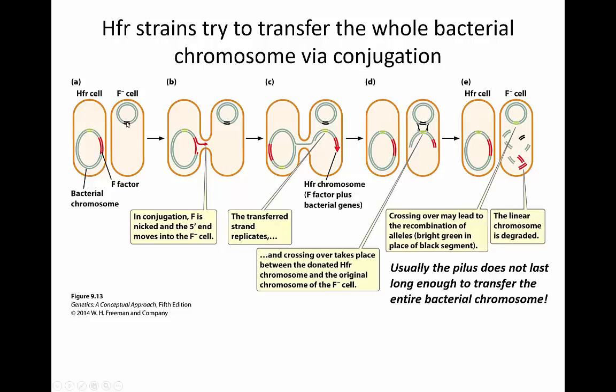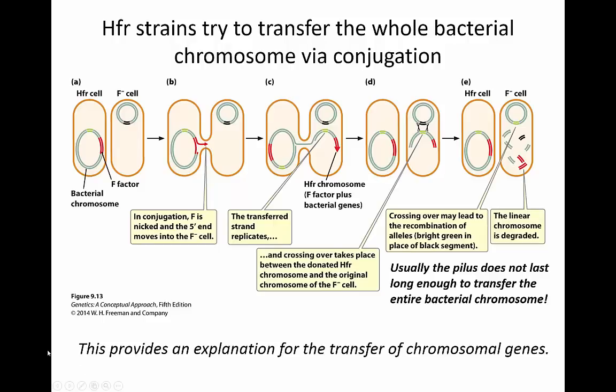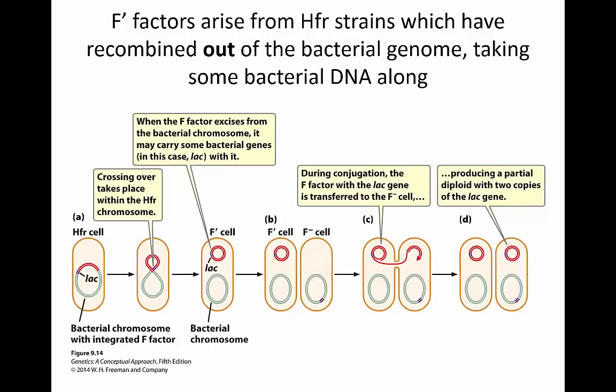The black one here is maybe a mutant version of that same gene. And if you get this recombination, you can get replacement of the defective gene with a functioning gene. So this kind of transfer is actually what provides the explanation for what Lederberg and Tatum observed with their auxotrophic bacterial strains.